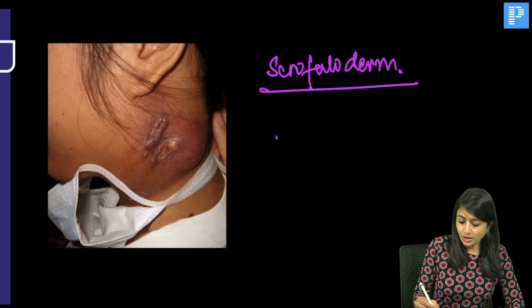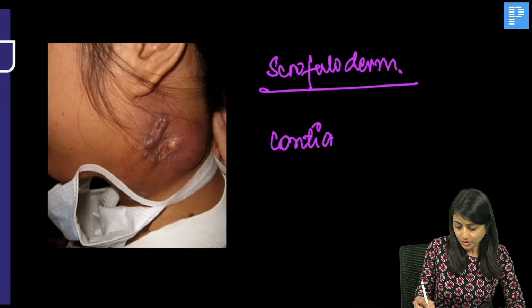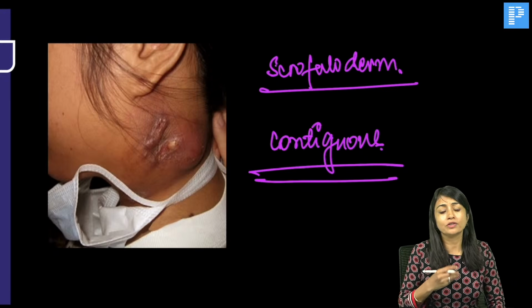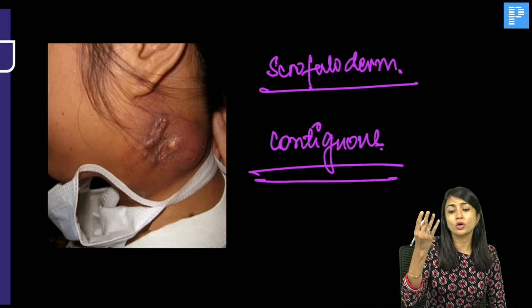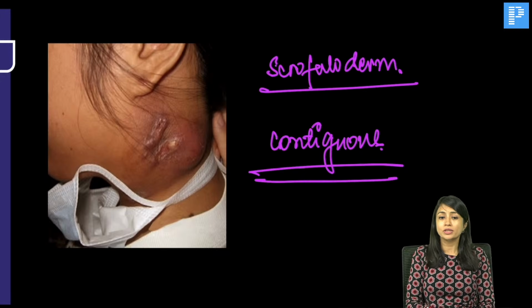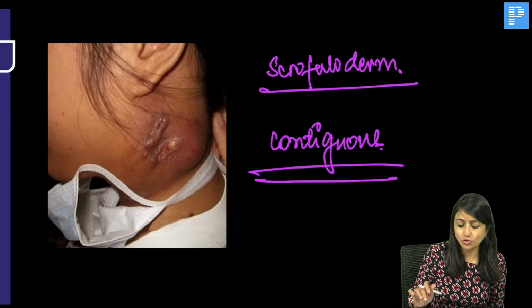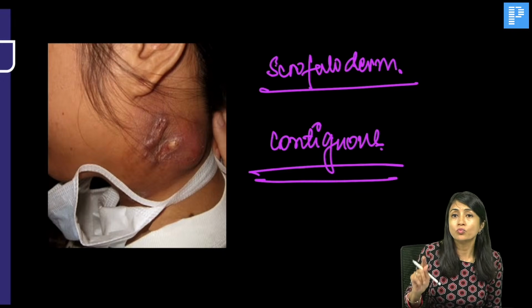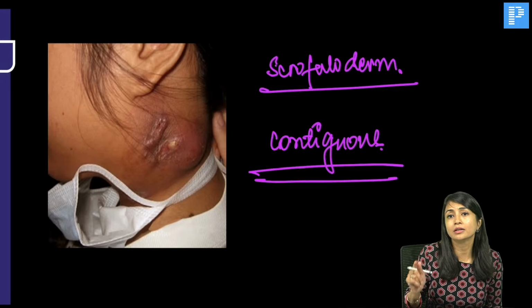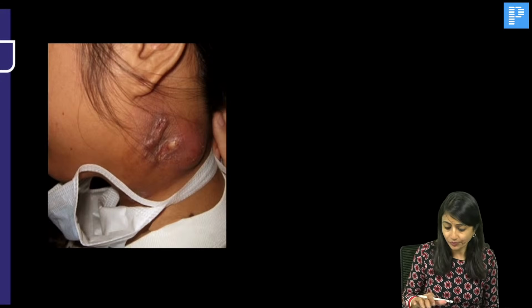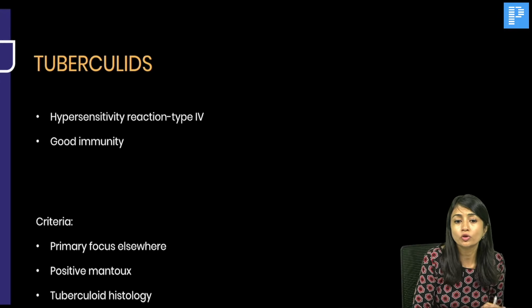So it is a contiguous spread. There is an underlying bone, lymph node, gland which is affected and from that there is a contiguous spread of the bacilli into the skin, breaks down into the skin and leads to scrofuloderma. This is the most common form of TB that you see in children and the most common site is cervical lymph node TB which is affected and so on the neck you get scrofuloderma. Clear?